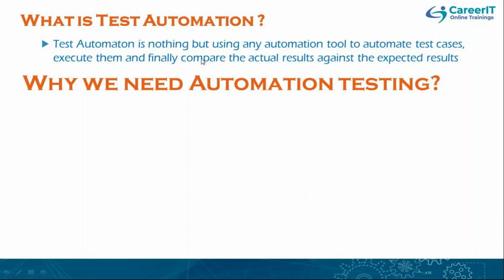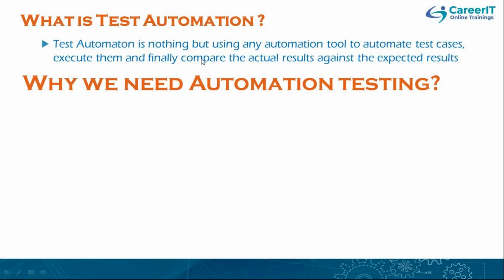In test automation we are going to use a particular tool. Selenium is one of the tools. Like that, we will use one particular tool, automate the test cases and execute them. So our ultimate goal here is comparing the results, actual results versus expected results. That is the main goal of even functional or manual testing.